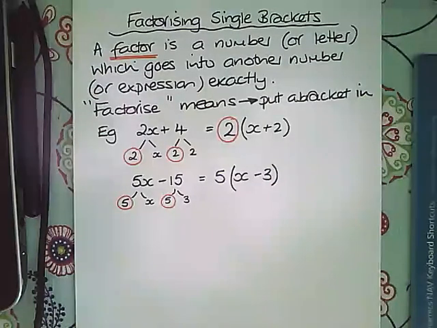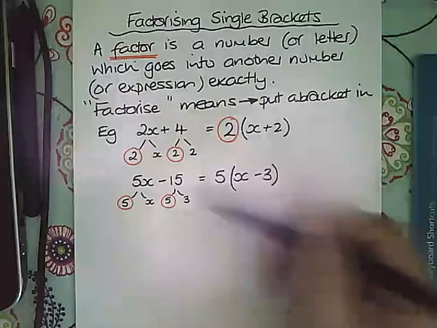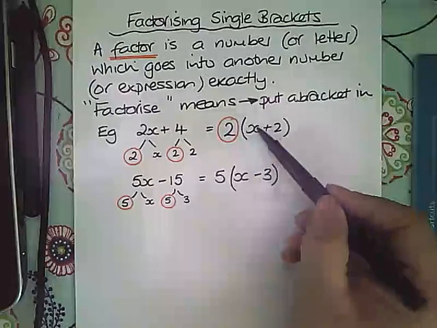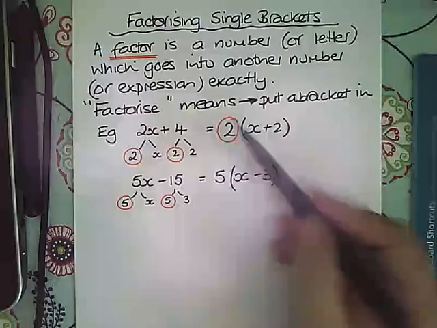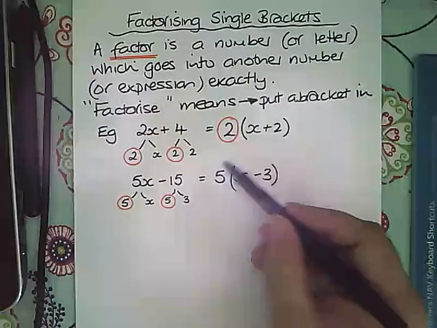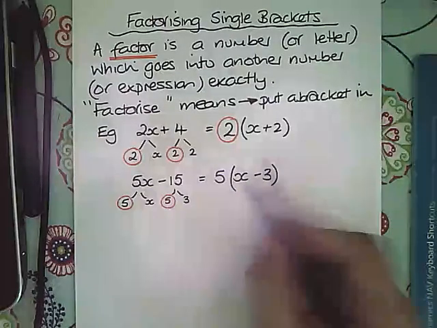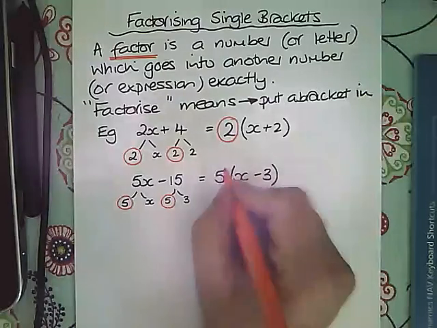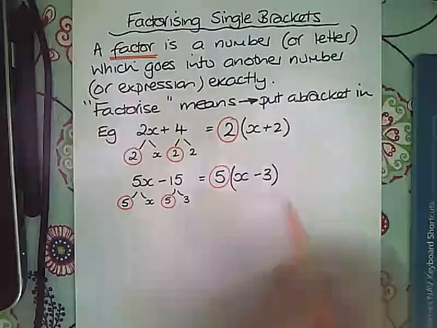And what we're actually doing is we're kind of undoing multiplying out a bracket. So if I multiplied this bracket out, if I expanded it, I would have 2 times x, which would give me 2x, and 2 times 2, which would give me 4. Same here, 5 times x is 5x, 5 times 3 is 15. But we're doing the reverse of that, so we just leave it like this with the bracket in it.